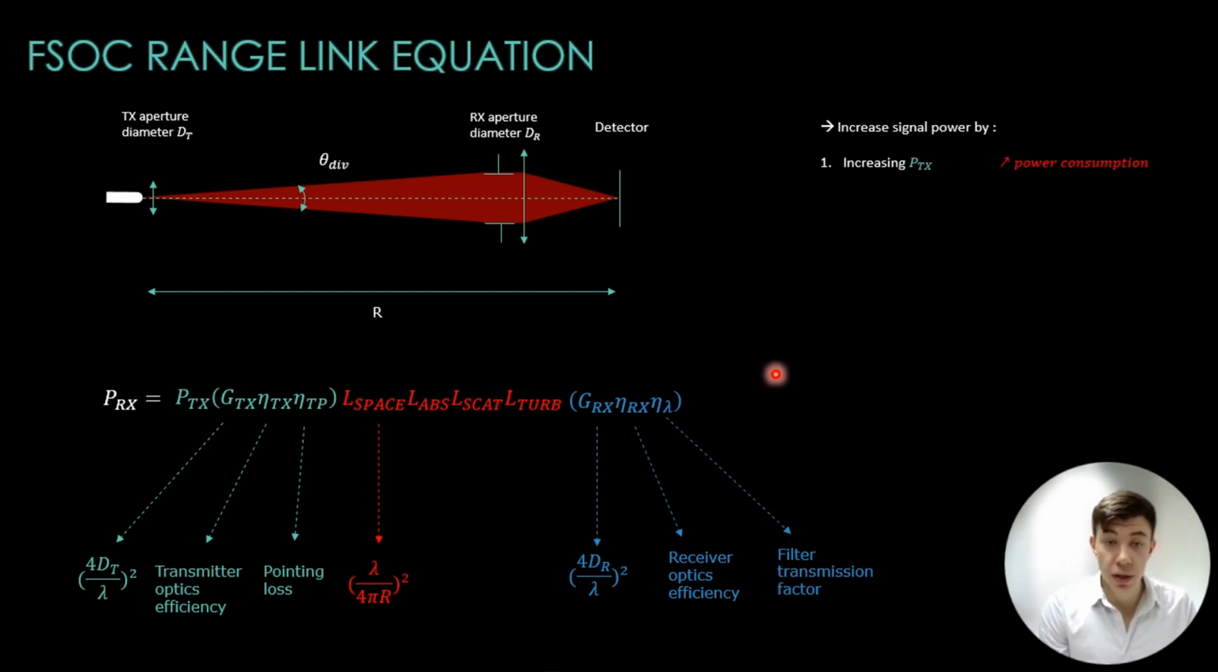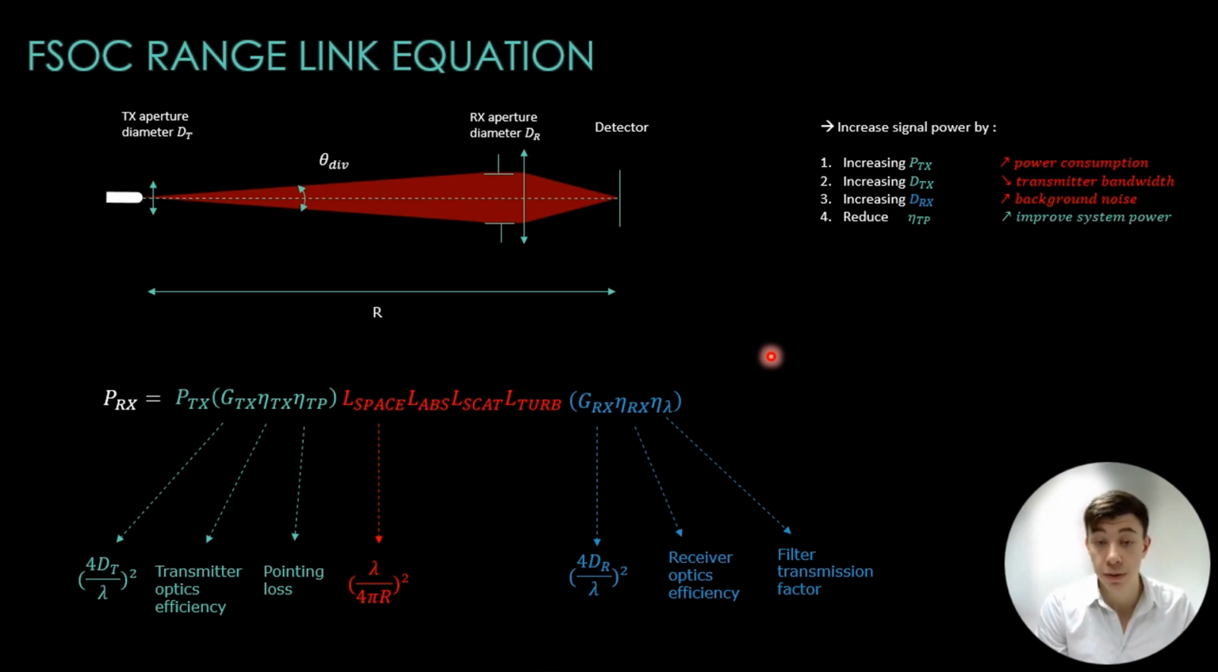For example, we can increase transmitter power, which leads to stronger signals, but at the cost of higher power consumption. We can also increase transmitter and receiver aperture size, which improves gain, but can make the system bulkier and more expensive. We can also minimize pointing errors and atmospheric losses, which requires sophisticated technology like adaptive optics, which cannot always be the case, for example, for spaceborne applications.